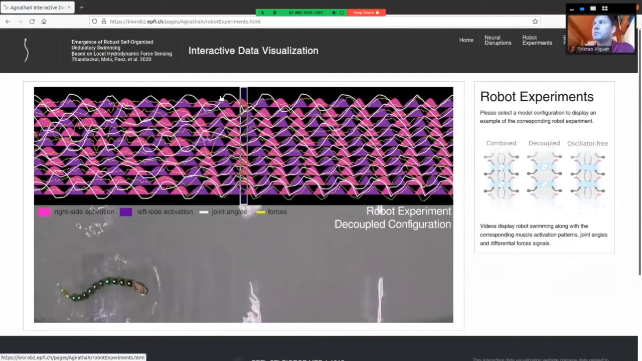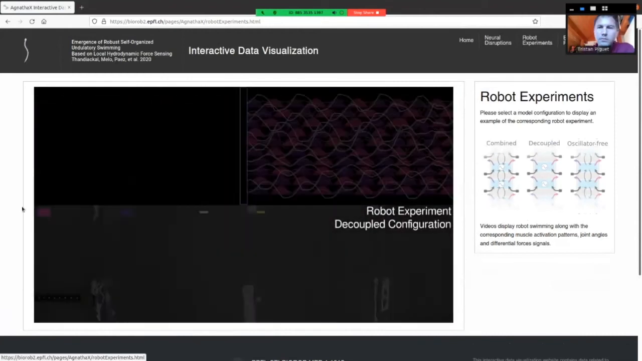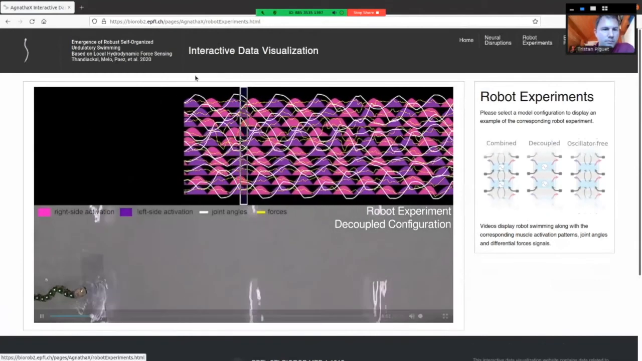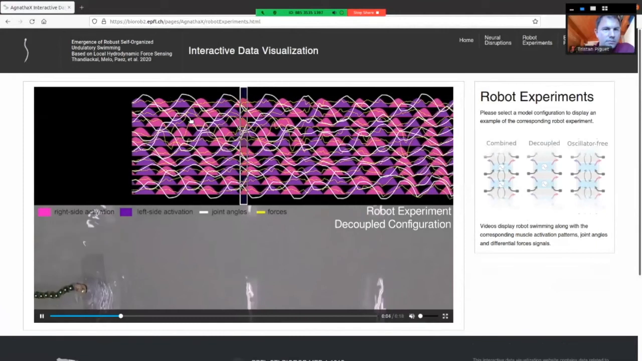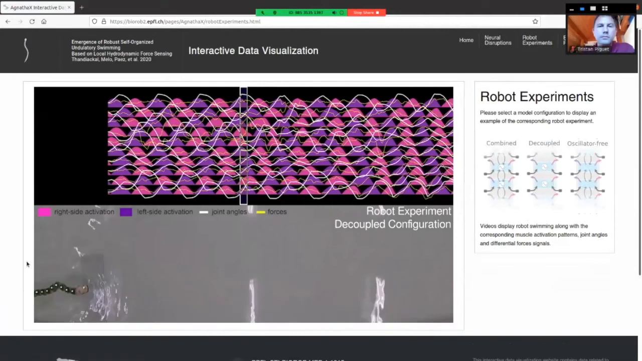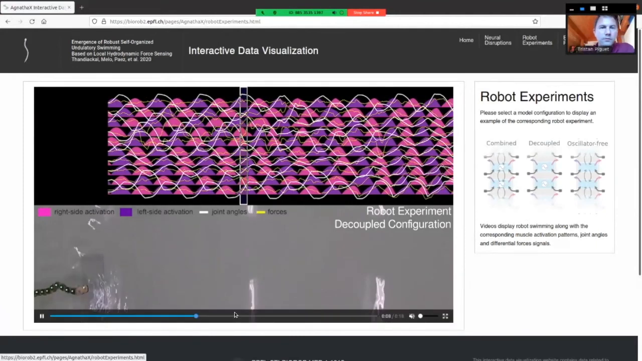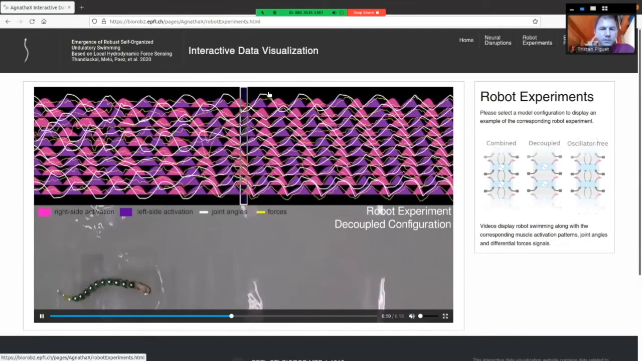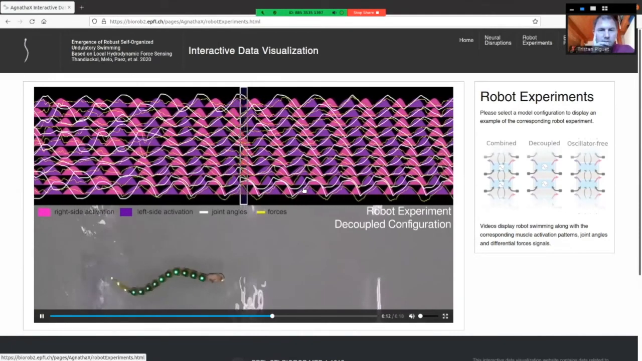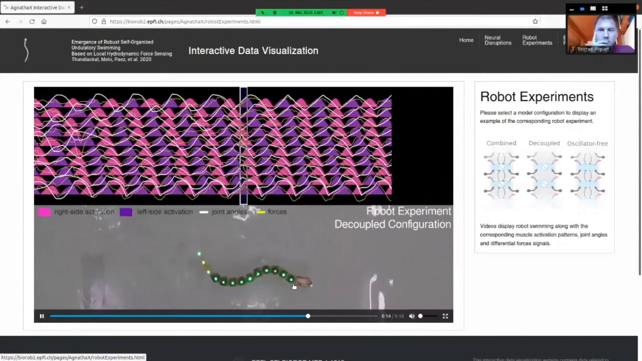Once at a certain point, oh God, the video just stopped. Okay, but you can still hear. Maybe we can see again. So we don't see any pattern in the signal, which means that we don't have swimming, but at some point in the video, the signals are already aligned. So you can see this diagonal, and we can see effectively the robot is swimming.